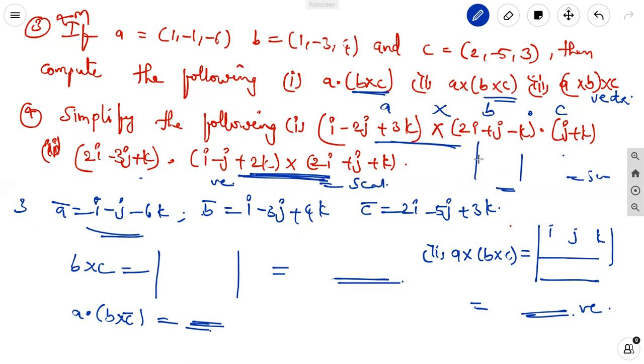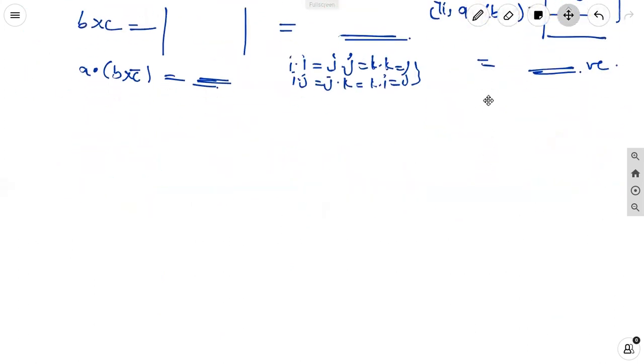Cross product means using the determinant relation. Dot product means we have the idea that i dot i equals j dot j equals k dot k equals 1, and i dot j equals j dot k equals k dot i equals 0. From that relation we find it, and then we get only some integer value. These two are homework for you. Next, fifth problem.